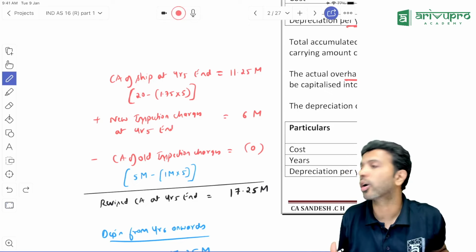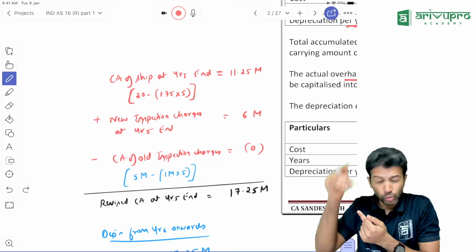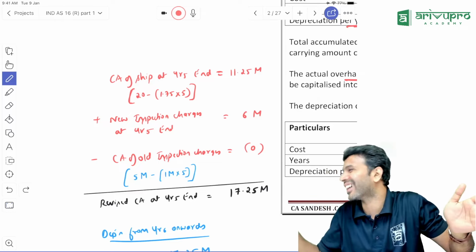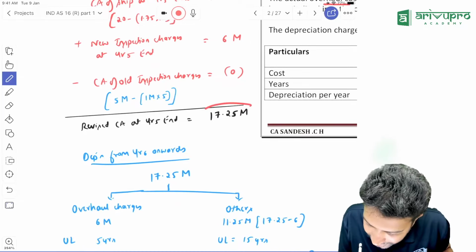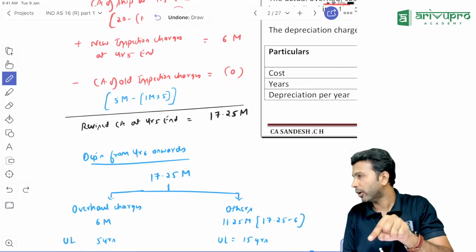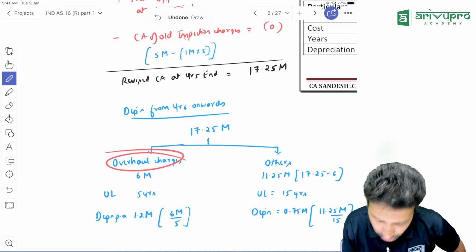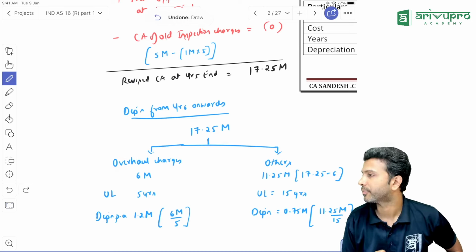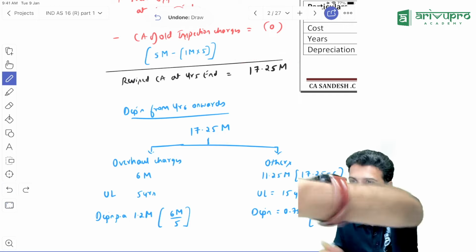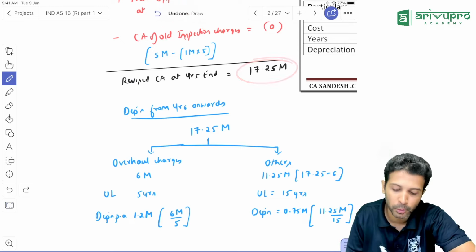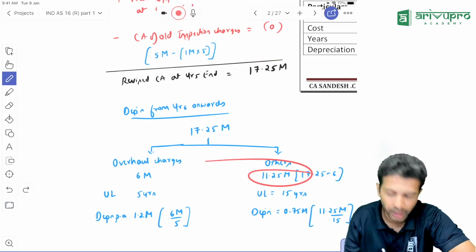Okay, now moving along. From 6th year onwards, what will you do? Can you follow one working for depreciation or again segregate? Again segregate. Why? Because now what is the carrying amount of the ship at the end of 5th year? 17.25 million. Now again, from 6th year onwards, you need to do two workings. One is for what, sir? Inspection charges. Then for the others. In the 17.25 million, how much did you pay for the new inspection charges? 6 million. So in the 17.25, 6 million is towards new inspection charges and the balance will be for the others.